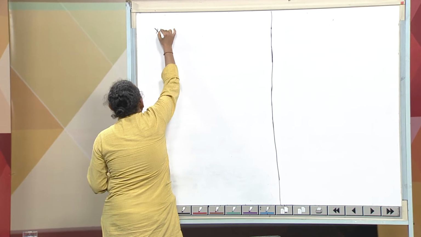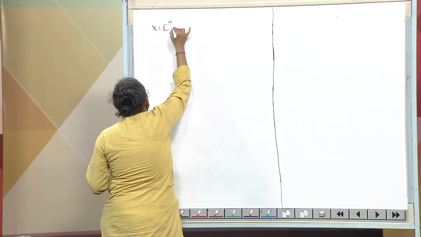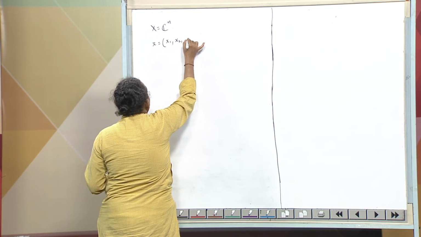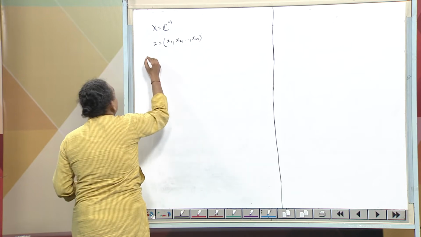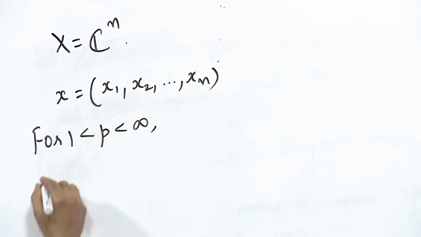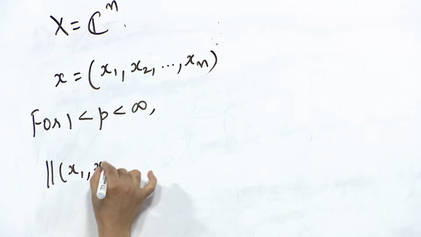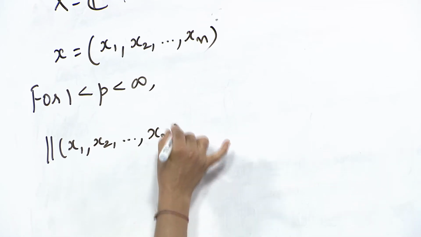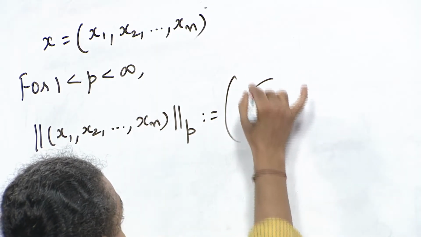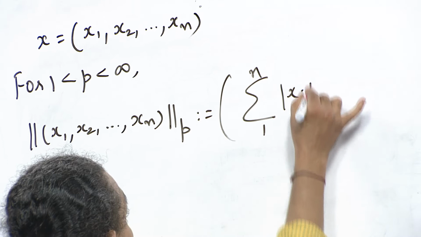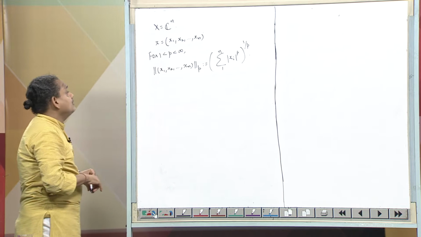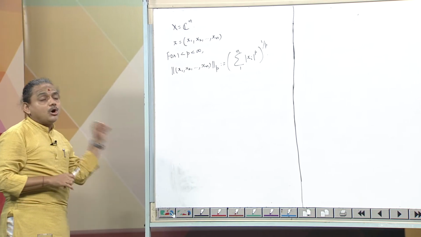We chose our vector space to be Cn, and then if you have an n-tuple x1, x2, xn, then we defined, for 1 less than p less than infinity, what is known as the p norm, which is the pth root of summation 1 to n mod xi raised to the power p. Right. So, our aim is to show that this is a norm on Cn.